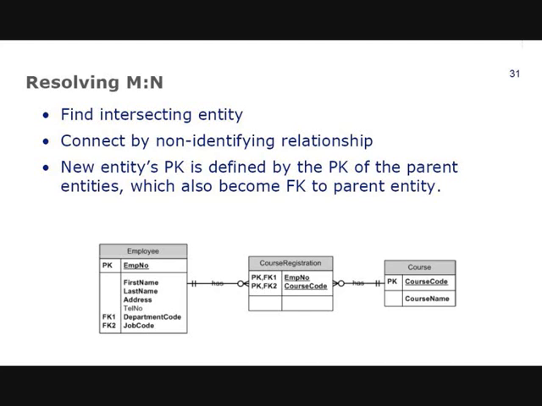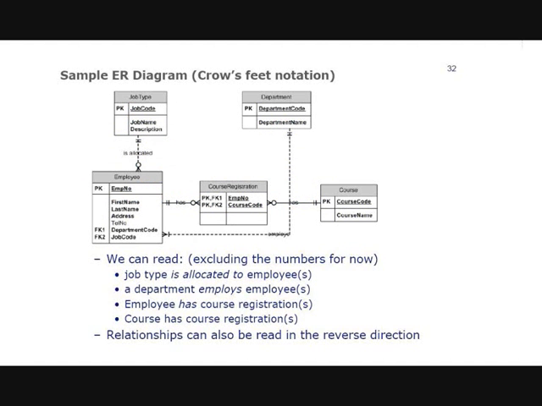The process is always the same. We have to find an intersecting entity. So if we look at the previous diagram in crow's foot notation, it might be something like that, where we have a job type, an employee, course registration, and this is where we have already broken the many to many, because the ER diagram in Visio, the crow's foot notation, will not allow you to have the many to manys. So you'll have to break them down when you want to model something. Okay, so you'll have to find the intersecting entity before you're allowed to put them in your diagram.